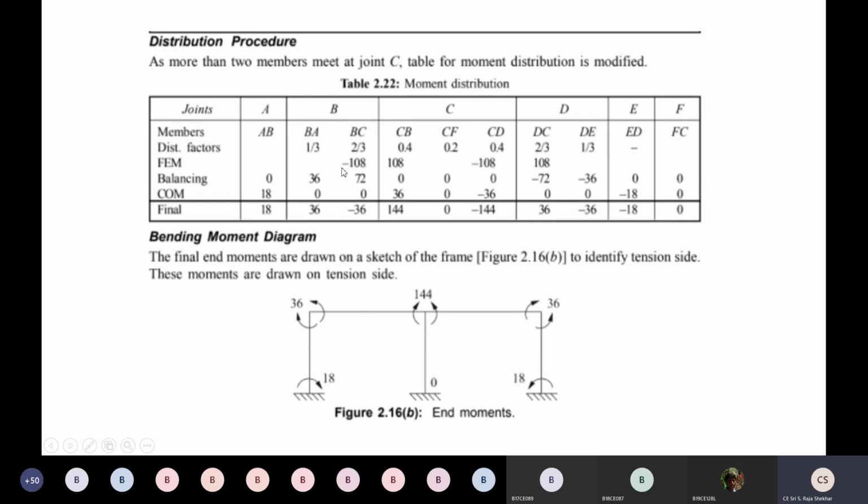Here a minus value is there, so we have to add a plus value. Minus 108 into 2/3, we will get 72. Minus value, so we have to add a plus value. Plus 72 we need to add for the member BC.